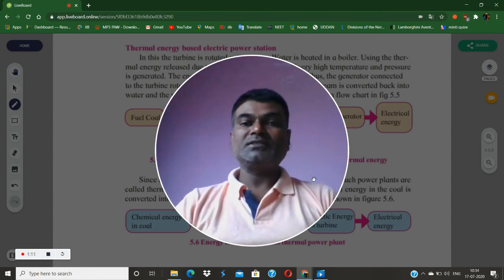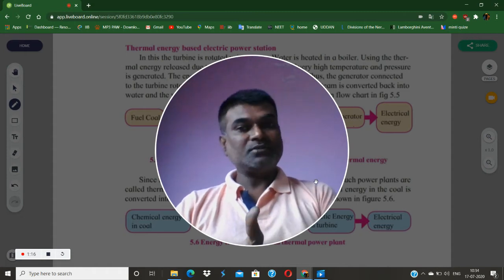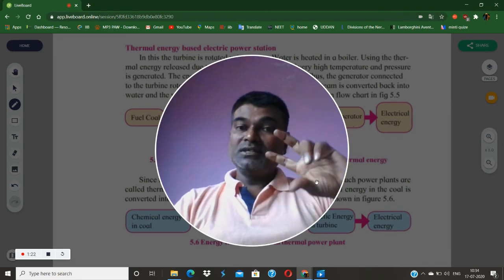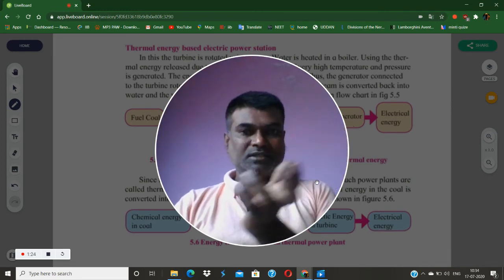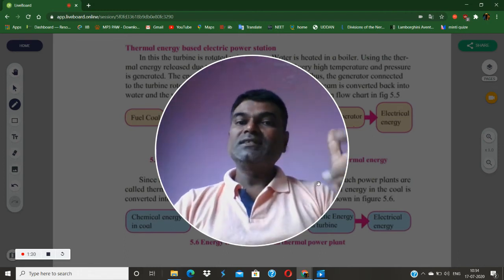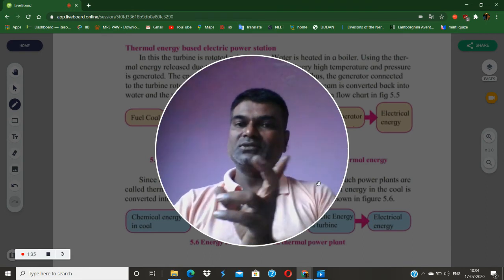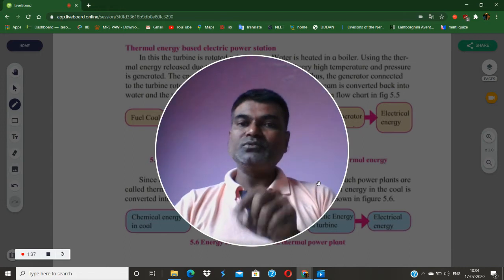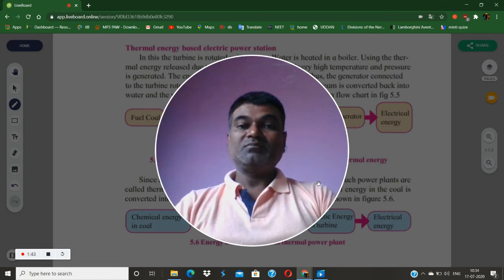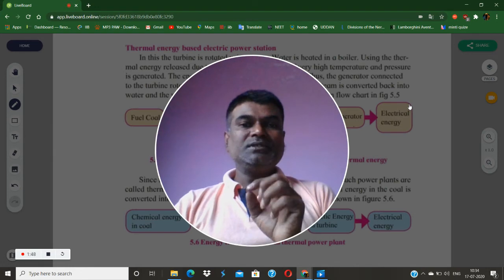That's a thermal power station, hydraulic power station, atomic power station, as well as solar power station and wind power station. In each category of power station we get differently designed, structured and constructed turbines, and the energy resources are also different. That's why we use the term thermal energy based electric power station.